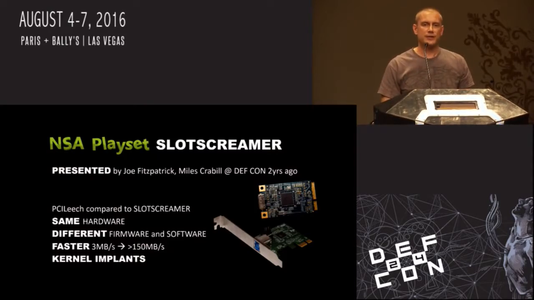If I compare PCILeech to Slot Screamer, it's obviously exactly the same hardware. It's a different firmware and different software. This also means that if you already do have a Slot Screamer device, you should be able to reflash it and try this software on it. It's faster. The Slot Screamer was able to achieve around 3 megabytes per second, something like that. The PCILeech device is able to achieve well over 150 megabytes per second DMA transfer speeds. PCILeech is also capable of kernel implants. In fact, it's relying heavily on kernel implants.